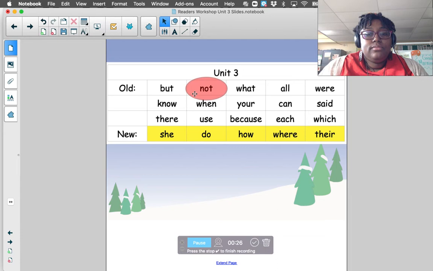But, not, what, all, were. No, when, your, can, said, there, use, because, each, which. Now let's look at the new words.